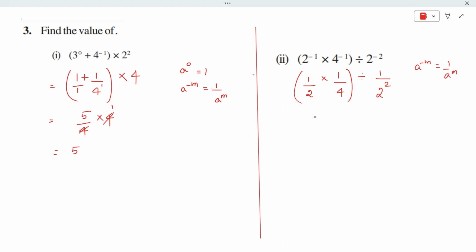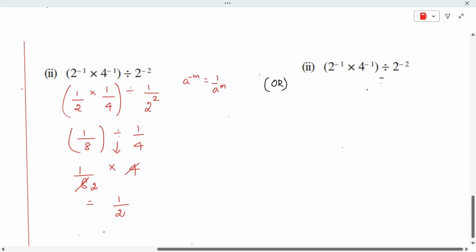Now 1 by 2 into 1 by 4 is 1 by 8, divided by 1 by 4, isn't it? So division of fraction, you know the rule. I have to change this division to a multiplication symbol, and then I have to reciprocate the second fraction. So 1 by 4 will become 4 by 1. Now cancel 4 and 8, so 2 times. So the answer is 1 by 2.